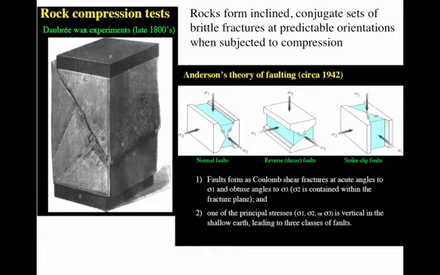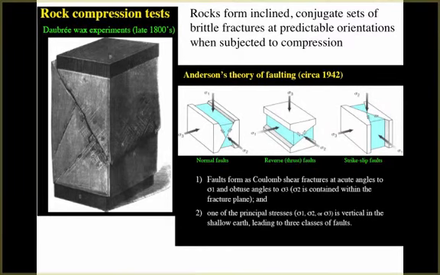And one of the principal stresses, sigma 1, sigma 2, or sigma 3, is vertical in the shallow earth. That leads to 3 classes of faults. In normal faults, sigma 1 is vertical. In reverse faults, sigma 3 is vertical, and then in strike-slip faults, sigma 1 is roughly parallel to the fault plane.